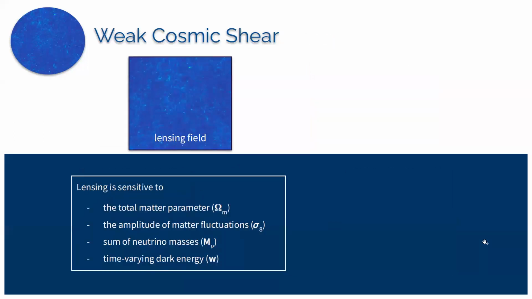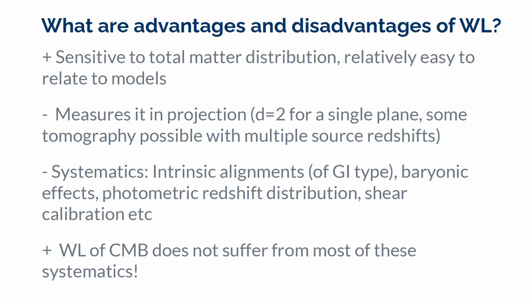So how does this translate into parameters? Well, it's sensitive to a lot of different parameters. For example, total matter density and the amplitude of fluctuations, which for low redshift we usually phrase in terms of the sigma 8 parameter. It's also sensitive to neutrino mass, varying dark energy equation of state, and things like that. Based on this equation I've shown you earlier, all of these things enter.